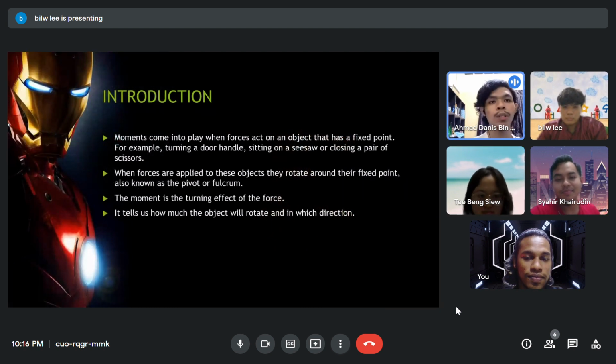Moments come into play when a force acts on an object that has a fixed point. For example, turning a door handle, sitting on a seesaw, or closing a pair of scissors. When a force is applied to this object, it rotates around the fixed point, also known as a pivot or fulcrum. The moment is the turning effect of the force, that is how much the object will rotate and in which direction.